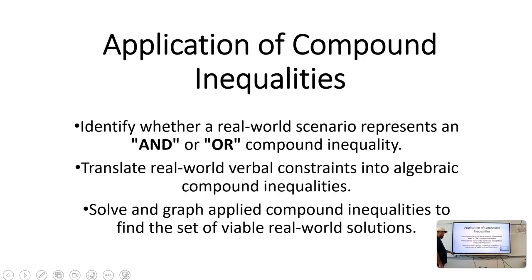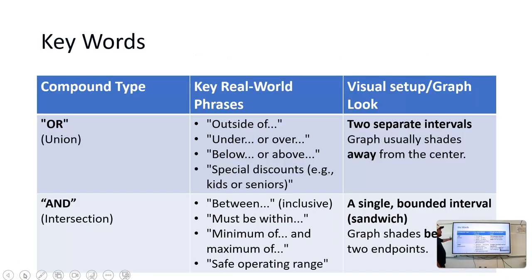Okay, so let's take a look at some keywords. If you see anything that says outside of, or under blank or over blank, below blank or above blank, or special discounts for kids or seniors, these are all going to be our union, or our "or" statements. This means there are two separate intervals that we graph, and usually shade away from the center.